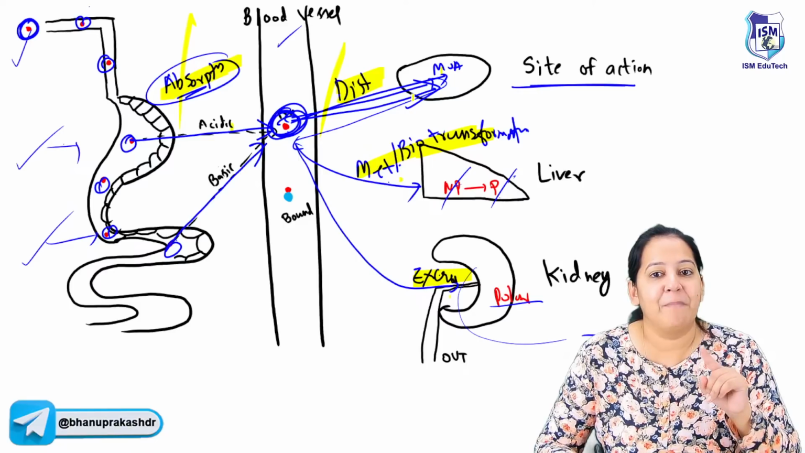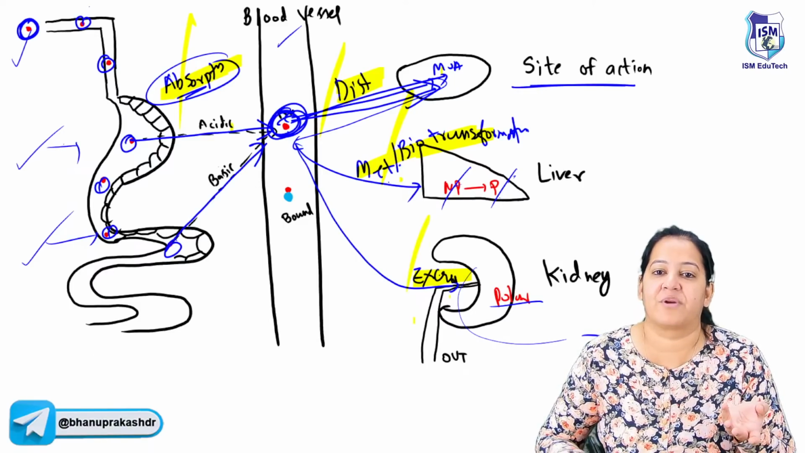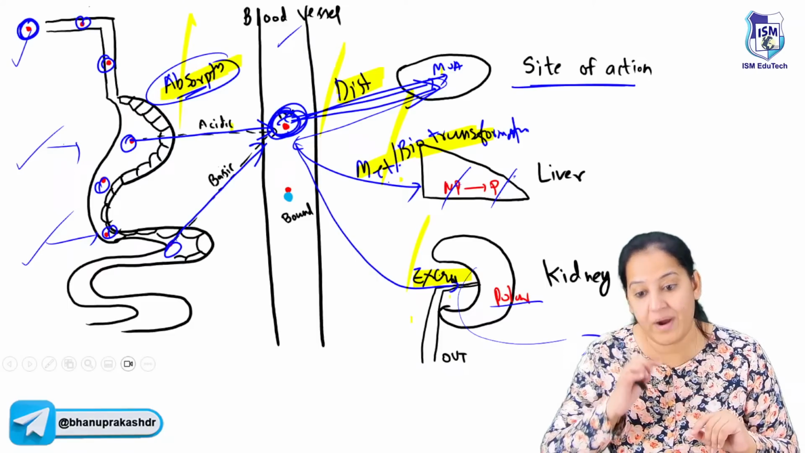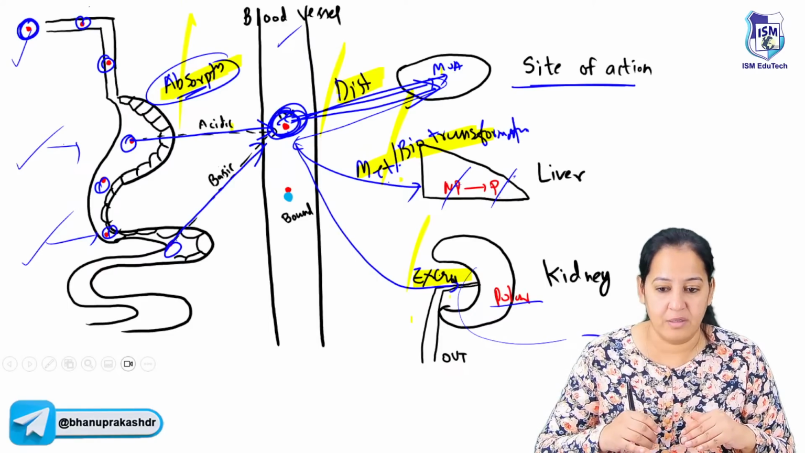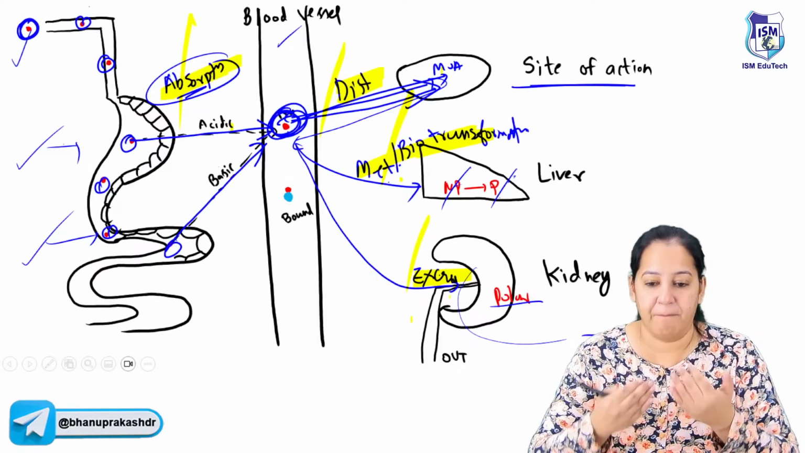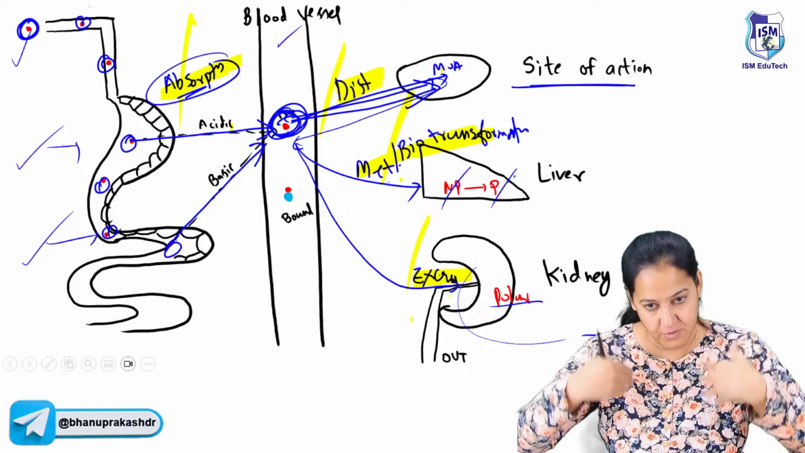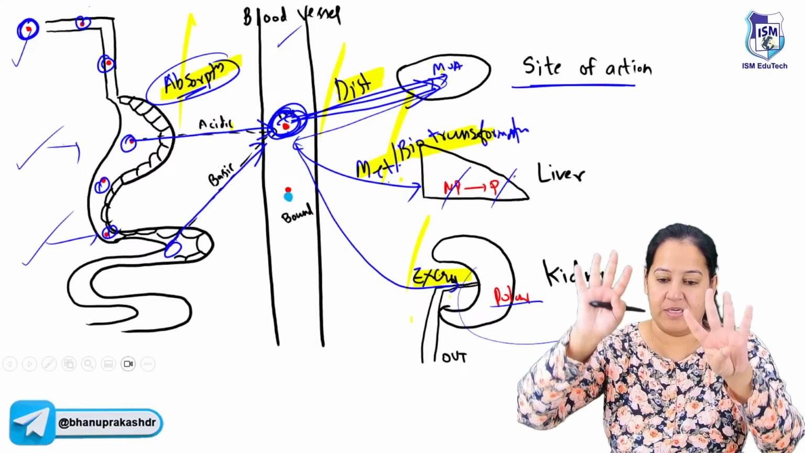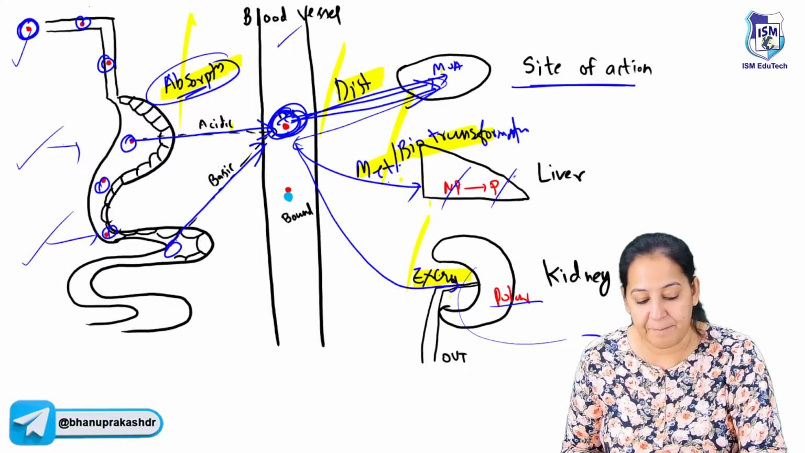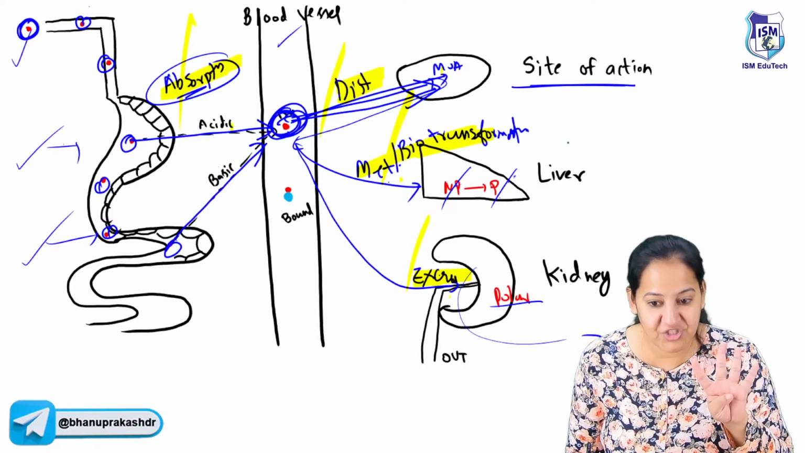My body is metabolizing the drug, and my body is excreting the drug. This is known as pharmacokinetics. Pharmacokinetics is what the body is doing on the drug. My body is first absorbing it, then distributing it, then metabolizing, and then excreting. So these are the 4 things which come under PK. PK, pharmacokinetics में 4 चीजें आती हैं.